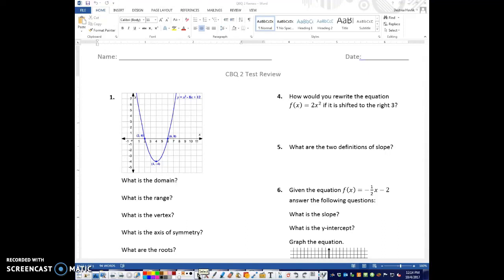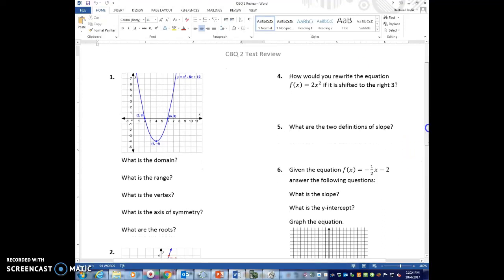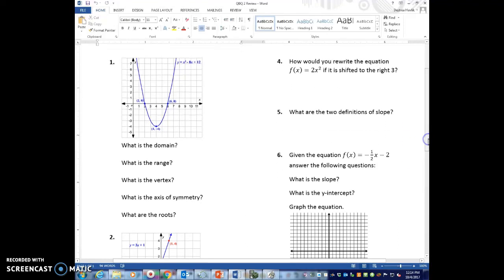Okay, so we're looking at what is the domain of this quadratic function in front of us. All right, so what is the domain? Well, domain is left to right. Okay, so how far left is this line going to go? It keeps going past here. Okay, and how far right is it going to go? It keeps going past here, so they're both going to infinity. The domain for quadratic functions is always all real numbers. Okay, it's always all real numbers.